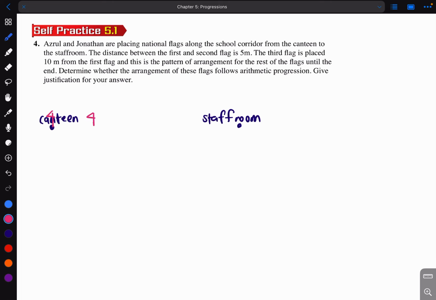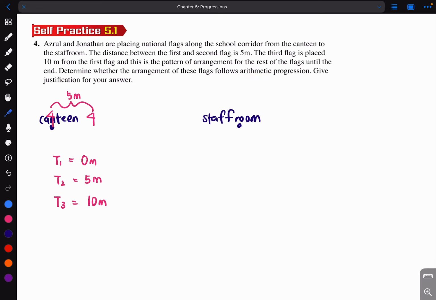The first flag and second flag, the distance is 5 meters. So we can say the first flag was at 0 meters. The second flag is at 5 meters. Okay. Then the third flag is placed 10 meters from the first flag. So T3 will be 10 meters. And this pattern repeats for the rest of the flags. Determine whether the arrangement of these flags follow an arithmetic progression.